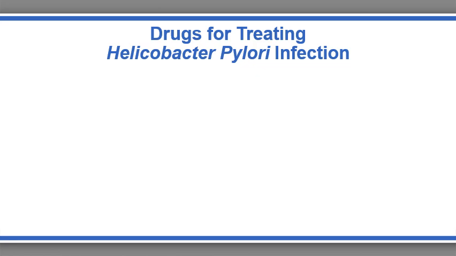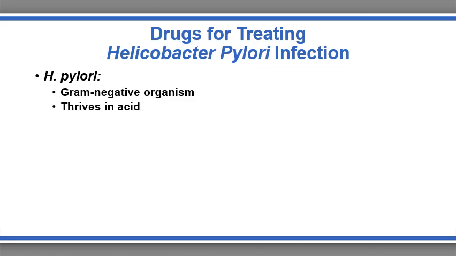So in the case of someone who does have a Helicobacter pylori infection, again, this is a gram-negative organism and it thrives in acid. So that's one of the reasons why this is a common infection in the stomach, because it can actually tolerate the acidity in the stomach.